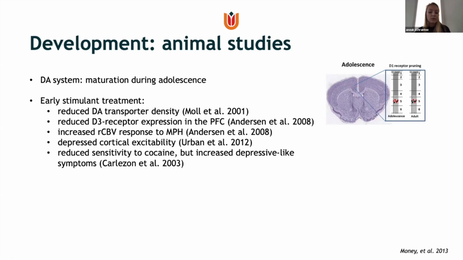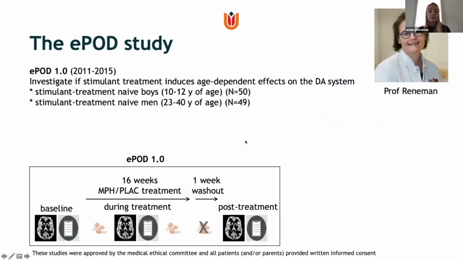This raises the question whether we also see such developmental effects in humans, and whether these findings can actually be translated to the clinical situation. So in an attempt to actually try and translate these findings from the animal literature to clinical research, our lab, led by Professor Reneman, set up a clinical trial. That was the ePOD study. We started with a randomized controlled trial, now coined the ePOD 1 study.